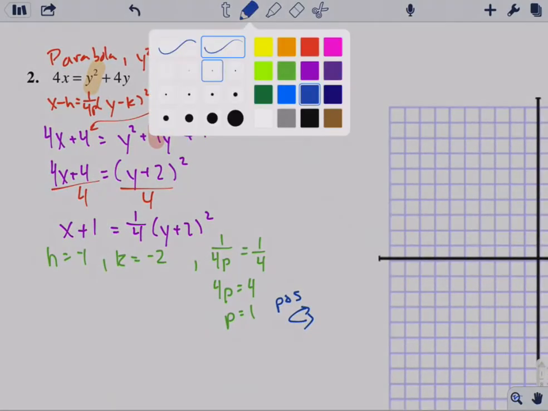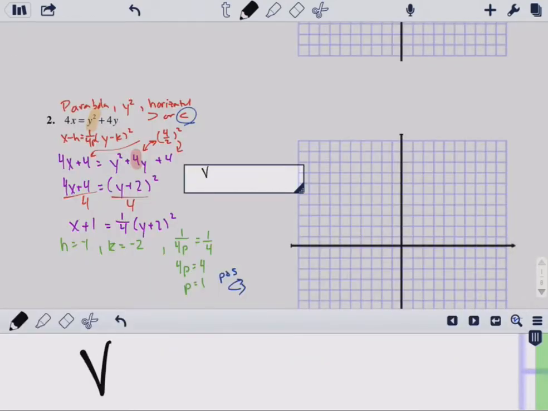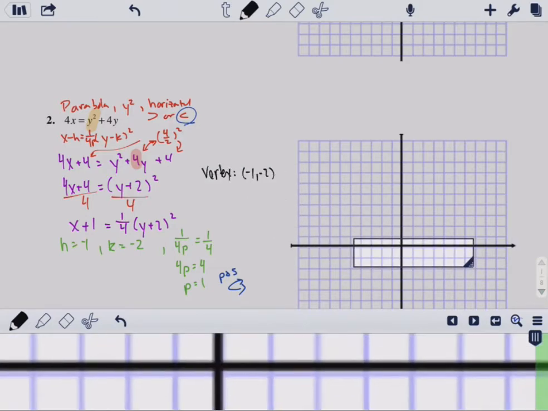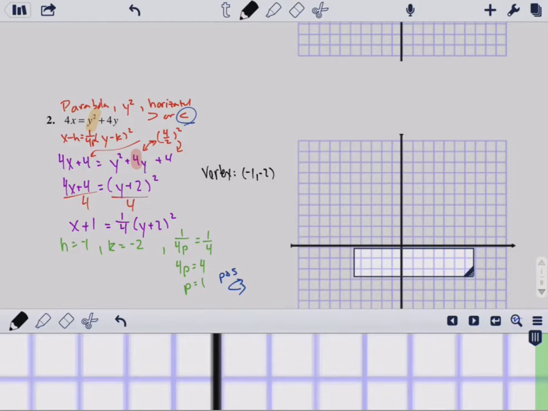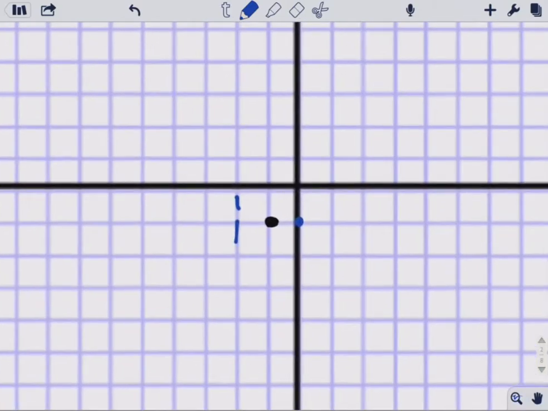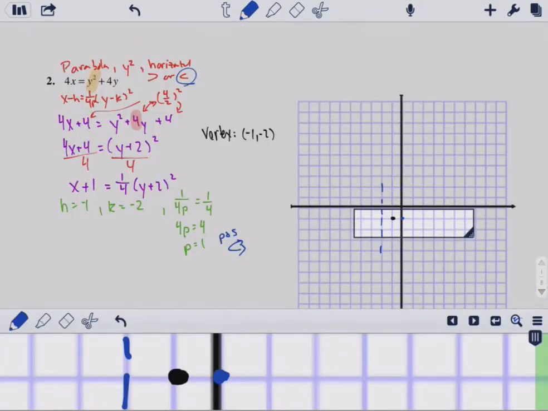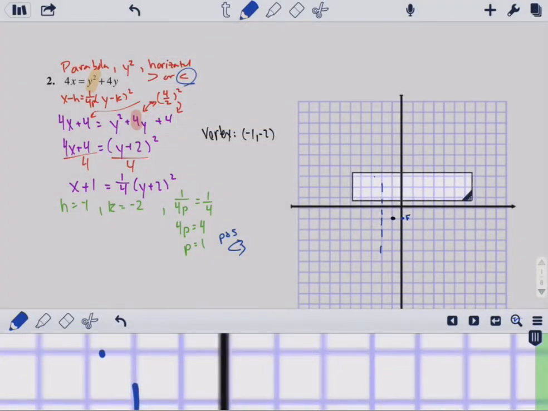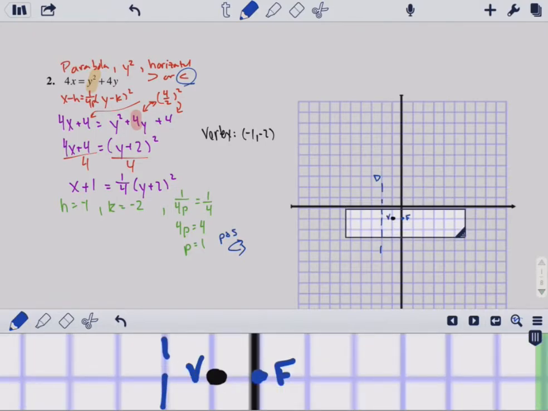Vertex we can go ahead and state. And I'll do that here. The vertex is (negative 1, negative 2). Let's graph that. (Negative 1, negative 2) is right here. Okay, p is positive 1. So I go there and there. So if I zoom that in, my directrix is here. My focus is there. Alright, and remember, that'll be my focus. Okay, and then this will be my directrix. And then this little thing right here is my vertex.